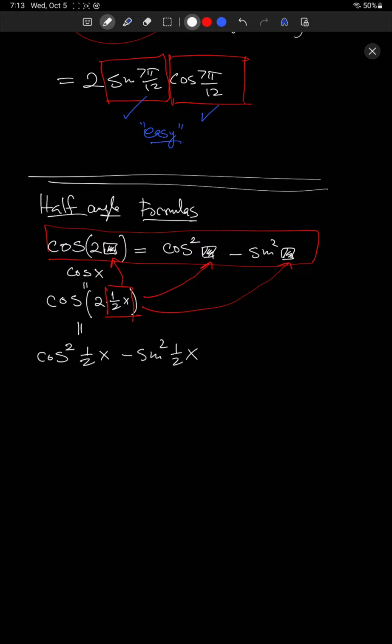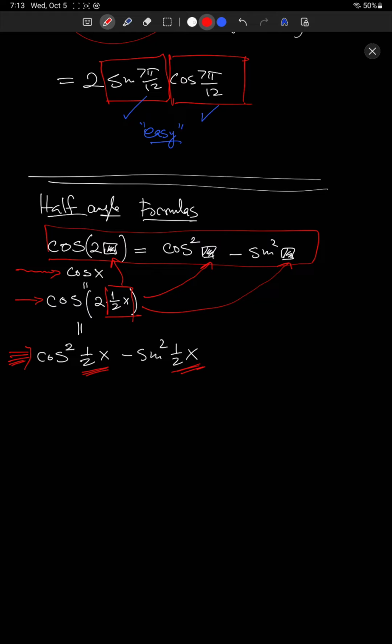But this one is a little trickier in that I'm not starting with cosine of 1/2 x. I'm starting with cosine of x. And then I'm very cleverly writing x as 2 times 1/2 x. And that allows me to break down cosine x into terms that involve 1/2 x, cosine squared 1/2 x, and sine squared 1/2 x.